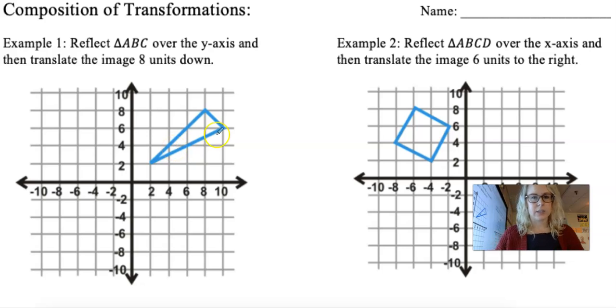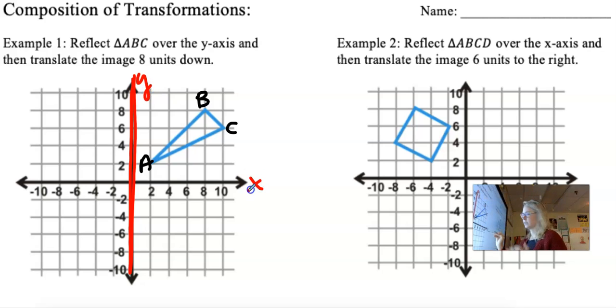Example 1 says reflect ABC over the y-axis and then translate the image down 8 units. So I'm going to draw some random letters ABC real quick to help us out. I'm going to reflect it over the y-axis. The y-axis is this vertical line, and the x-axis is our horizontal line. I'm going to flip it to the second quadrant over the red line. Now this is a little tricky because they're not going by ones. It's not going 1, 2, 3, it's going 2, 4, 6. So they're going by twos.